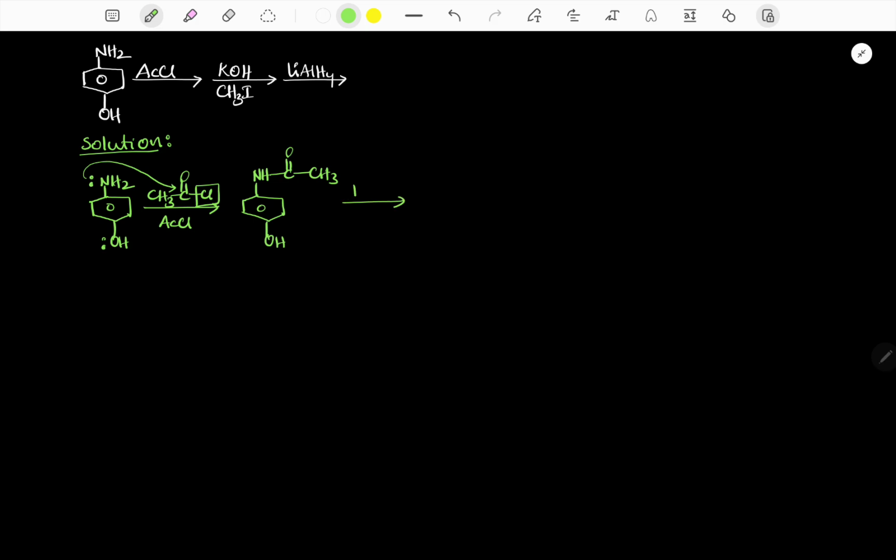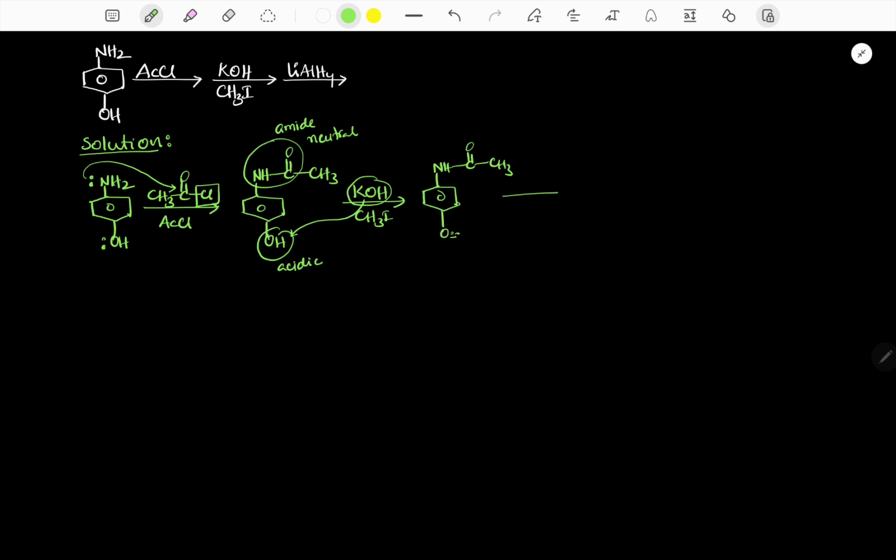Now it is treated with KOH and methyl iodide. So KOH can act as base as well as nucleophile. So here it is an amide functional group. Amide functional group is neutral with respect to water, but phenol is acidic with respect to water. Therefore KOH removes the proton and forms corresponding O minus phenoxide derivative.